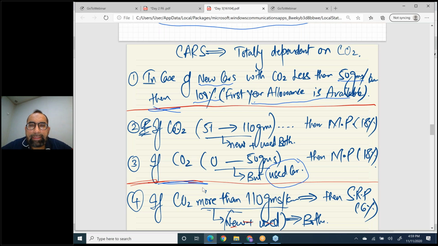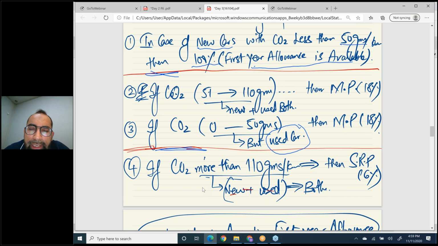Okay, and last but not the least, if your car has a CO2 of more than 110 grams, like 120, 130, 140, and no matter this car is used or unused, second hand or new, this car will simply go in special rate pool.